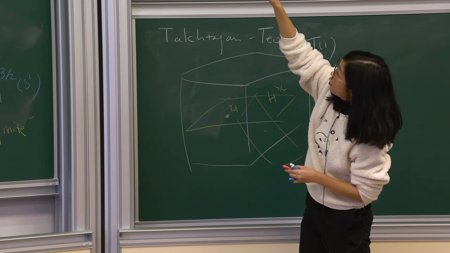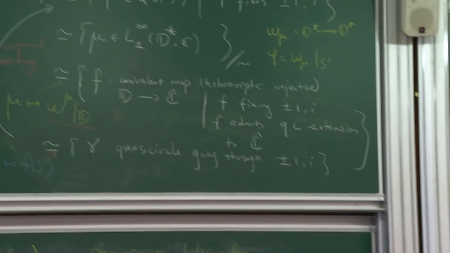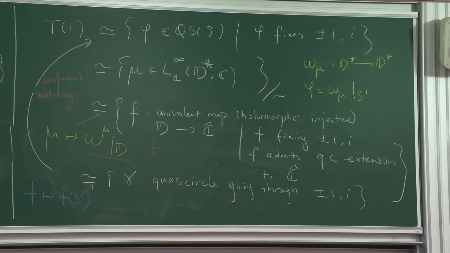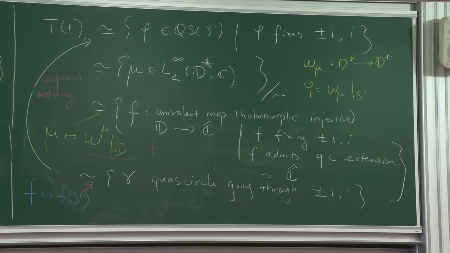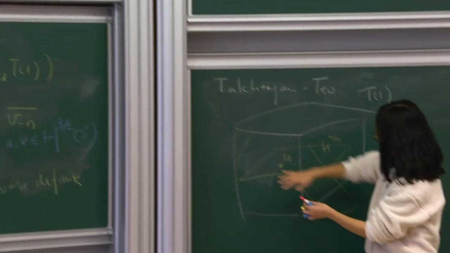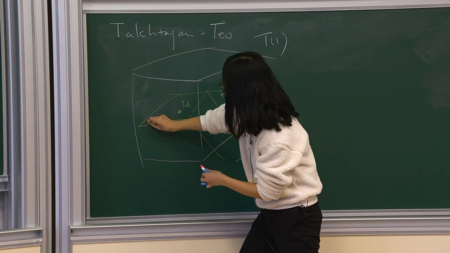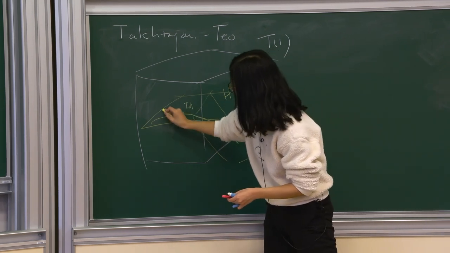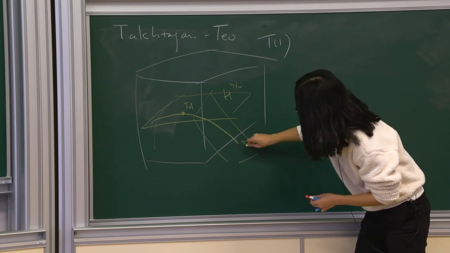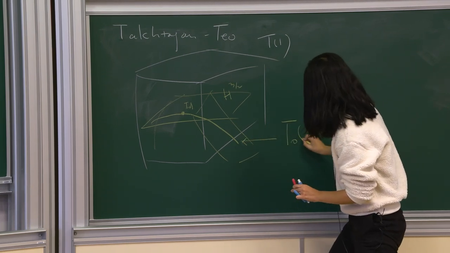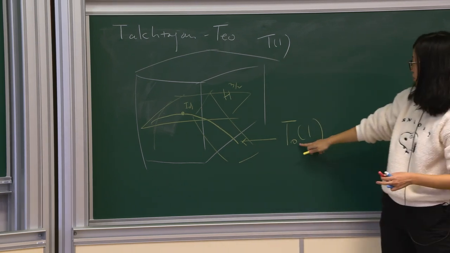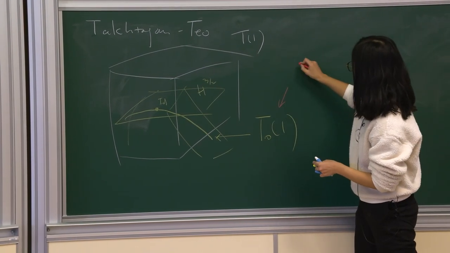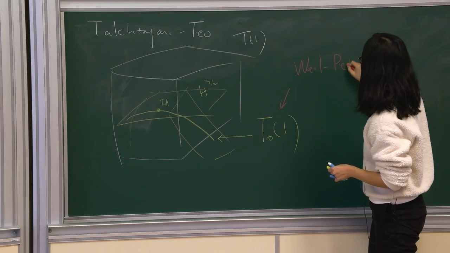For a homeomorphism of the circle, it's the identity map. For mu, this is zero. For f, it is the identity map. For gamma, it will be just a circle, the circle passing through three points. This is the origin, the best curve. And there's one connected leaf inside this tangent space, the integral manifold, which is tangent to each of those spaces. This integral manifold is still infinite dimensional. This is what they call T_0(1), where the subscript 0 I think denotes the connected component which contains the origin. And this is the space you call the Weil-Petersson Teichmuller space.